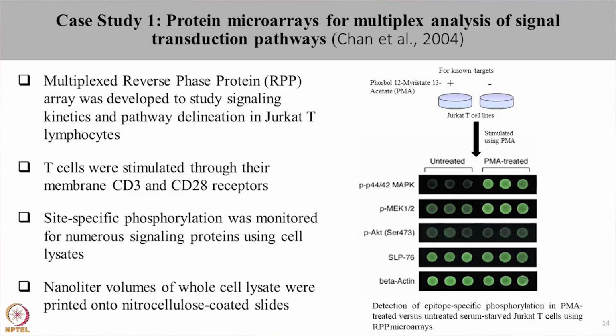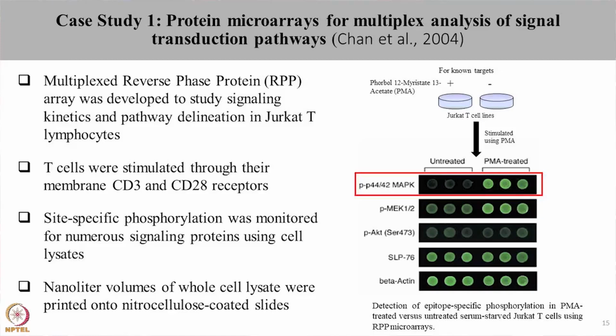The cell lysates were taken and imprinted in triplicates for the untreated as well as PMA treated cell lines. The phosphorylation of these proteins was studied using phosphoantibodies. In this diagram, you can see that MAPK showed a very good phosphorylation upon PMA treatment, whereas the untreated cells did not show any phosphorylation.